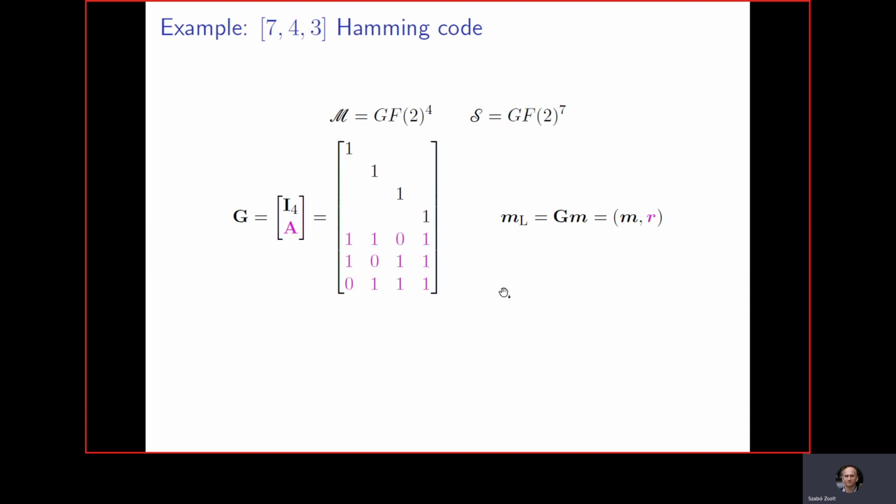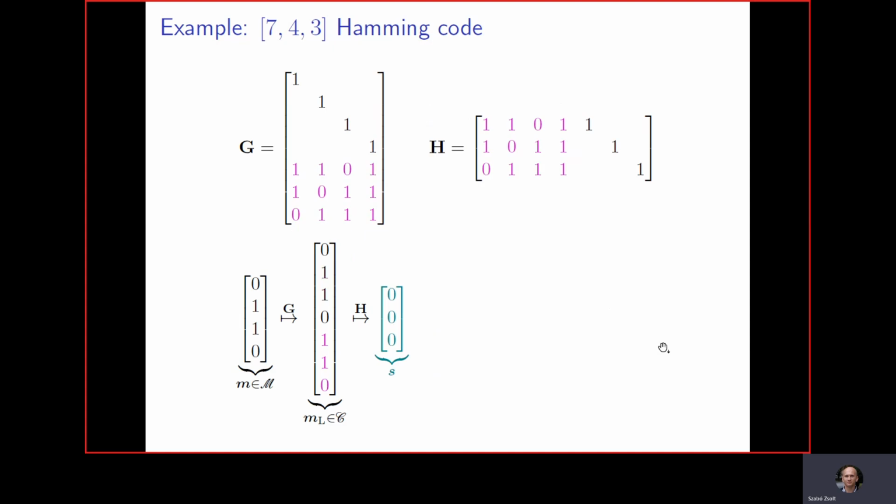Let's see an example, the Hamming code with parameters 7, 4, 3. The generator matrix can be split into two blocks. One of them is the 4x4 identity matrix, and the other one is a matrix A. It follows that the logical message ML contains a copy of the original message M and some redundancy bits. Codes that have this property are called block codes, so the Hamming code is a block code. The parity matrix can also be split into two blocks, and the first one is the same matrix A, and the second one is the 3x3 identity matrix.